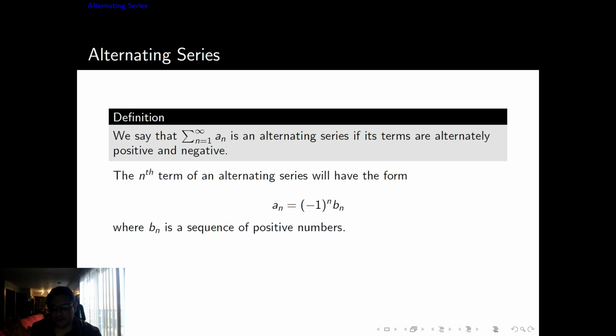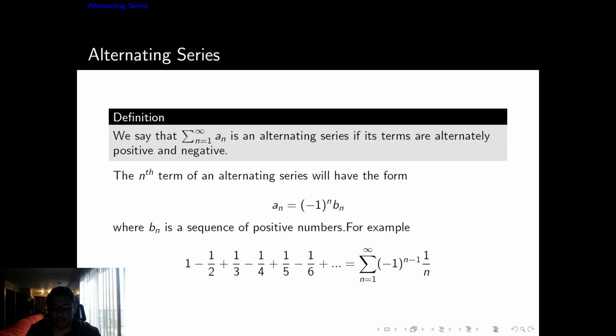So if we have a series from n equals 1 to infinity of the form sum of an, then the n-th term of the sequence of the alternating series is going to have the form an equals minus 1 to the n, or to the n plus 1, times bn, where bn is going to be another sequence of positive numbers.